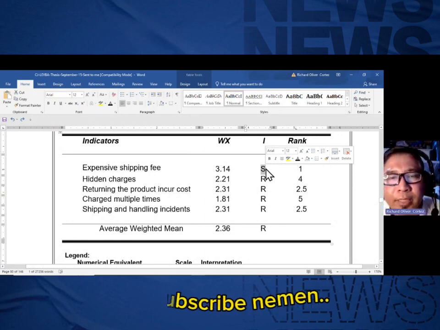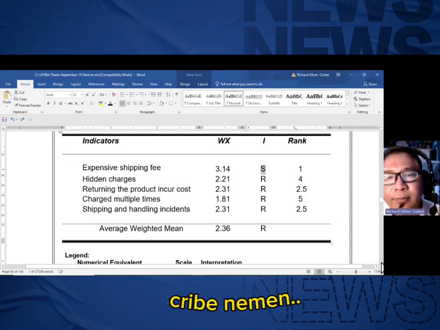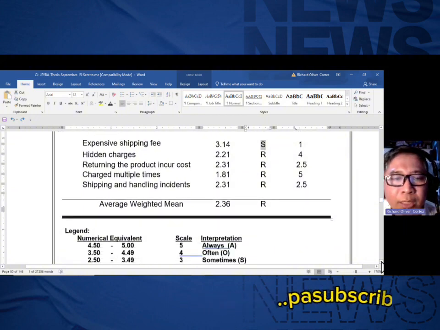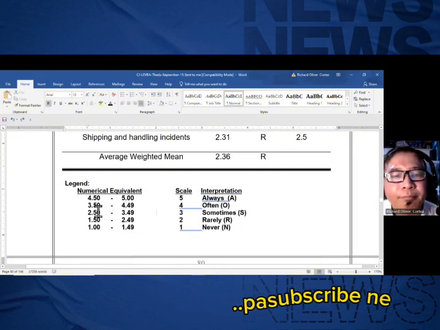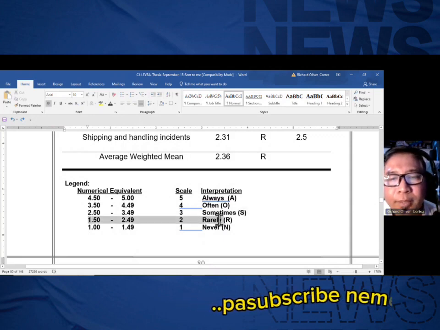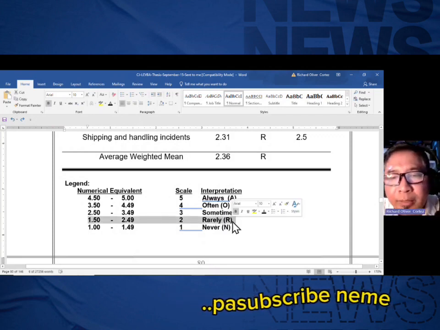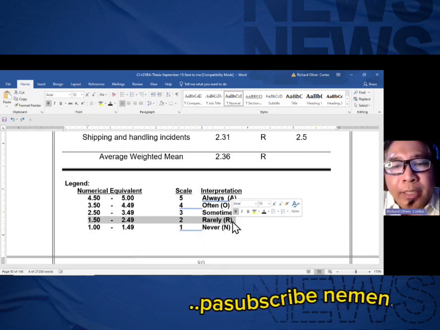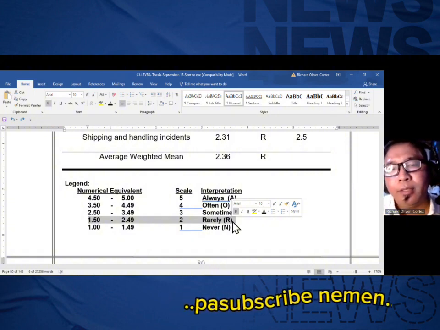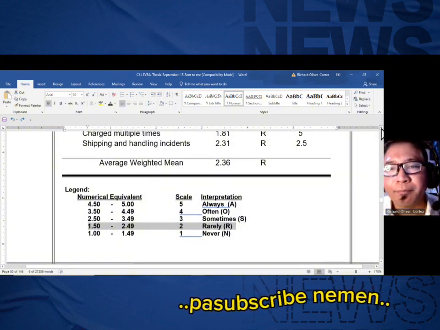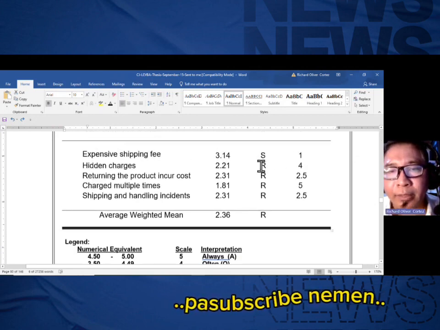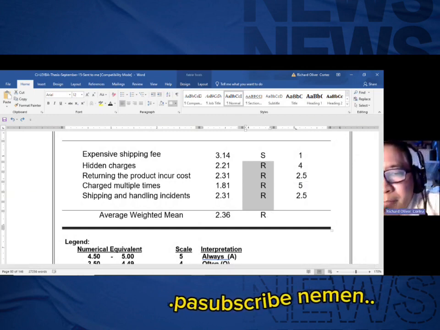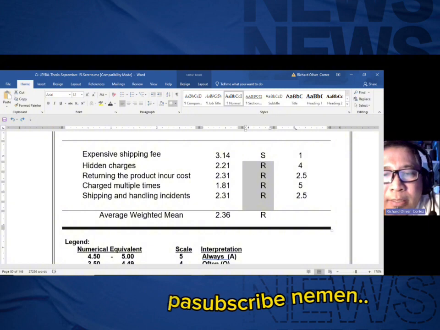Okay? And for the rest of the interpretation, example, 2.21 falls here. Ayan. Then 2.21, no? That is rarely, represented by R. Interpretation ng R is rarely. So you're going to write in the I column yung letter R. And by the way, yung ibang natitang indicators, lahat sila ay letter R.